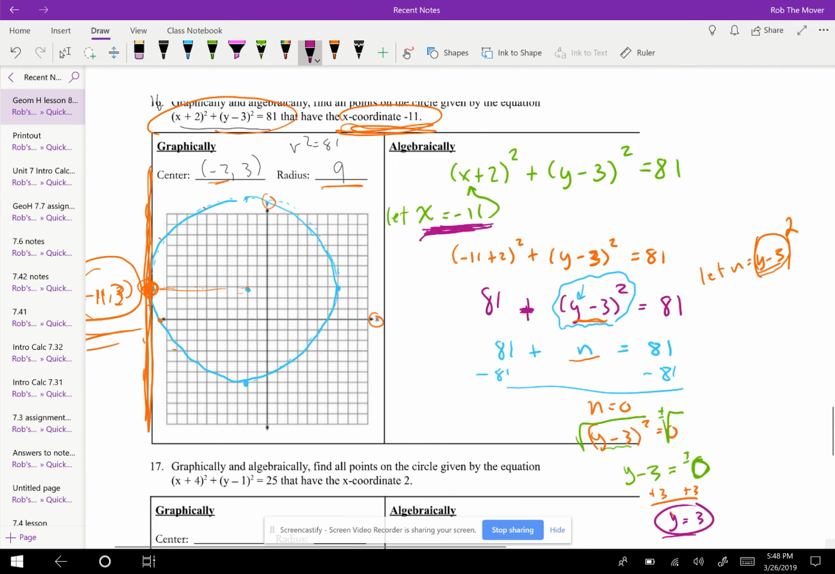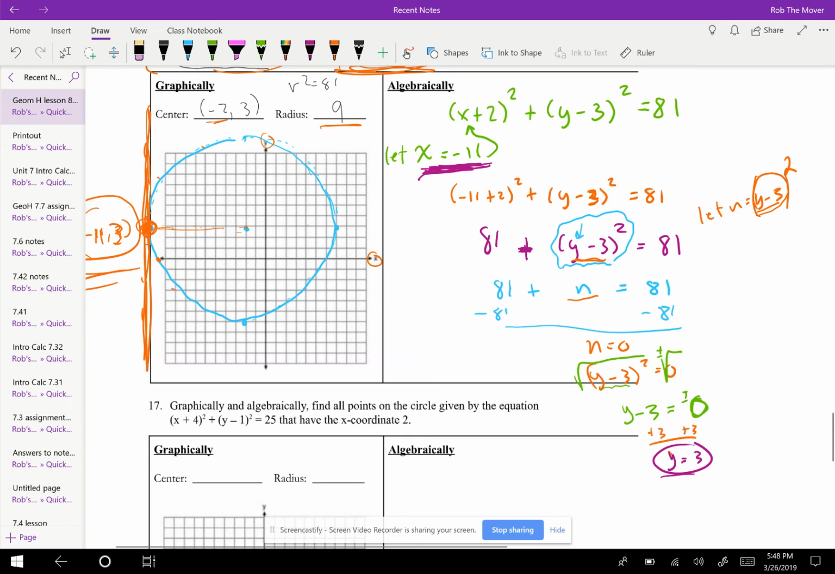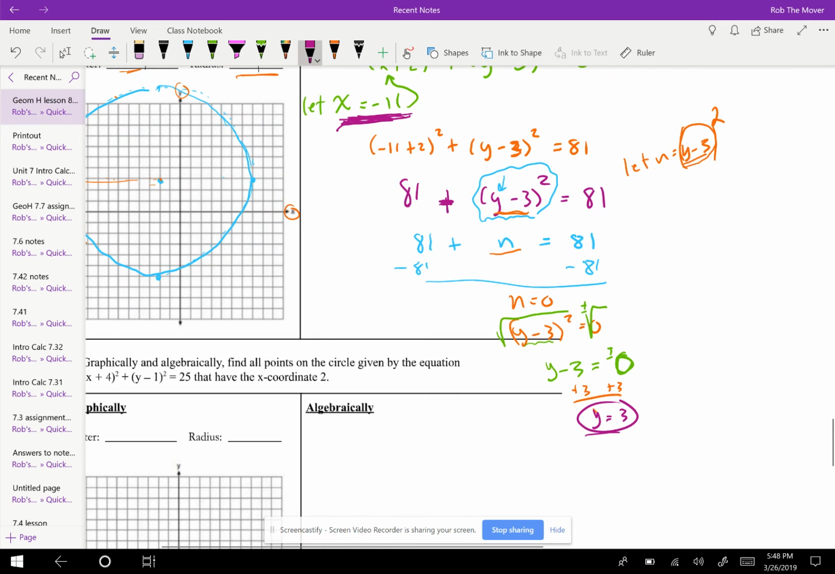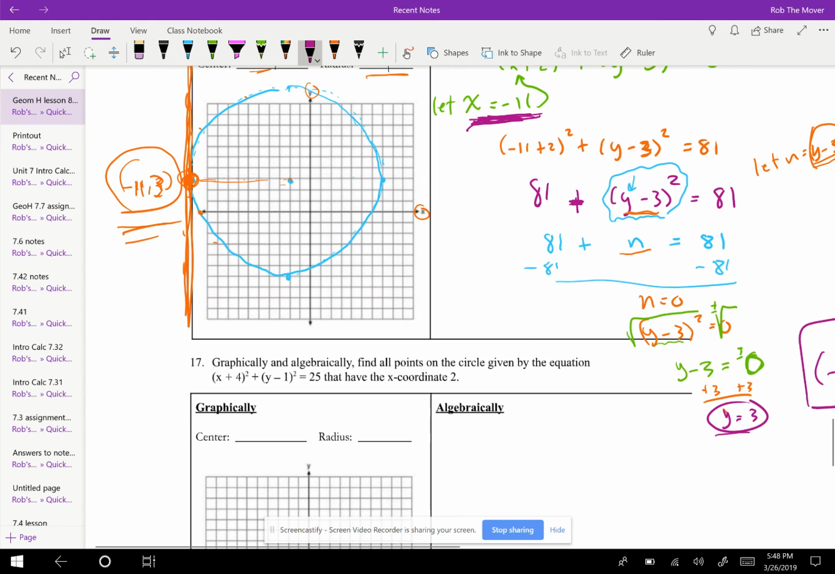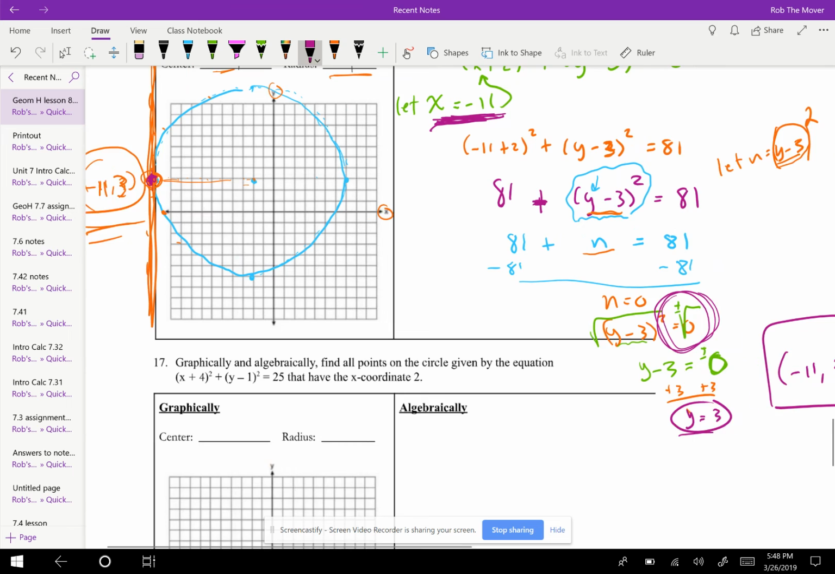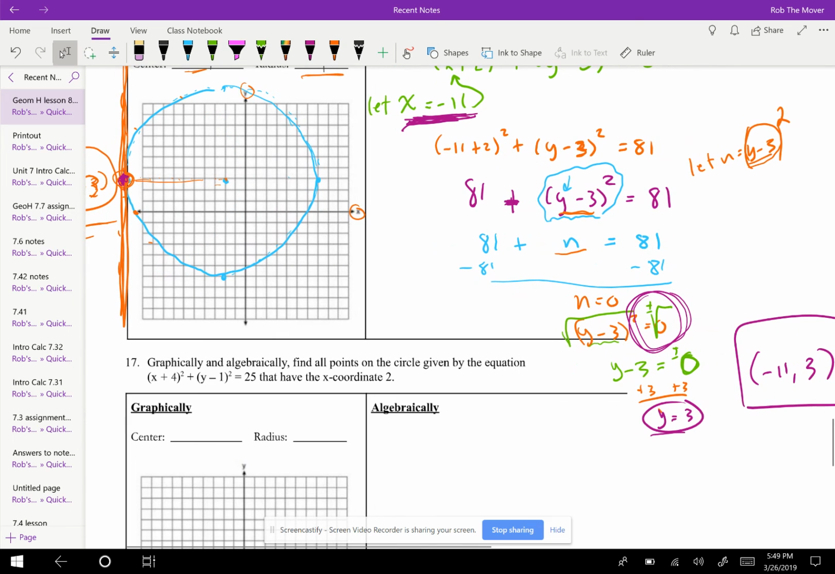Now, remember, the problem started with letting x equal negative 11, and we got y equals 3. So our solution is x equals negative 11, and y equals 3. So as a coordinate, it would be written like that. And indeed, that matches what we saw. So look what happened. When there was only one solution, it was because we got plus or minus 0 over here, right? That graphically, we can see the line ends up being tangent and barely touching the circle. So we got exactly one solution there. Okay.